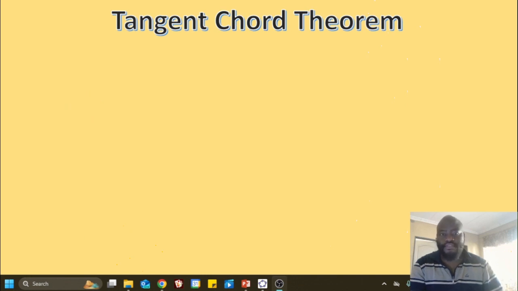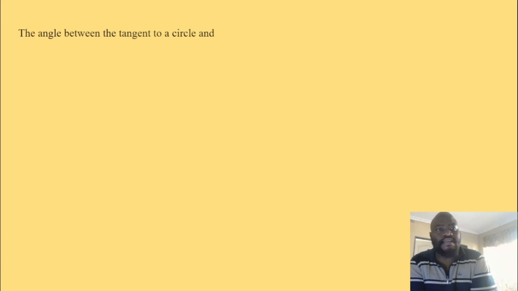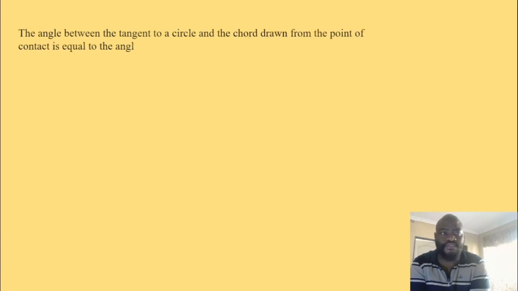Okay, the Chord theorem states that the angle between the tangent to a circle and the chord drawn from the same point of contact is equal to the angle subtended by that chord in the alternate segment.